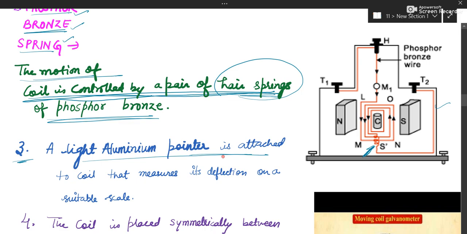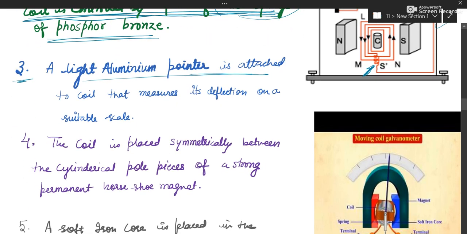So yes, there is a pointer attached to it. You can see this pointer they are talking about, which will give you the reading. That measures the deflection on a suitable scale. So there is an aluminium pointer.